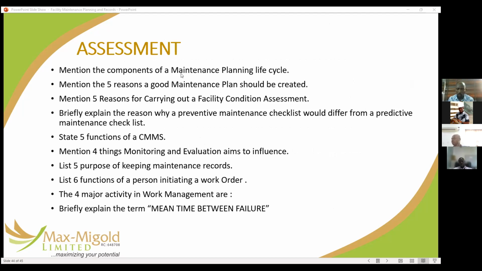That takes us to the end of the slides. We have our assessment, and what we have to do is to get all our assessments done and submit through the appropriate quota.